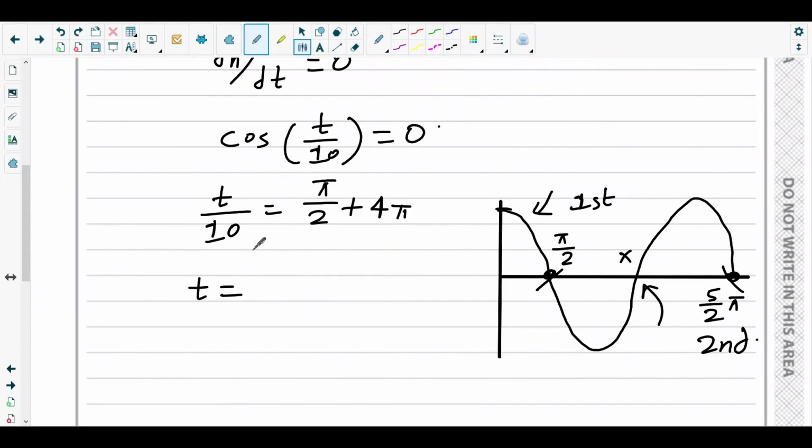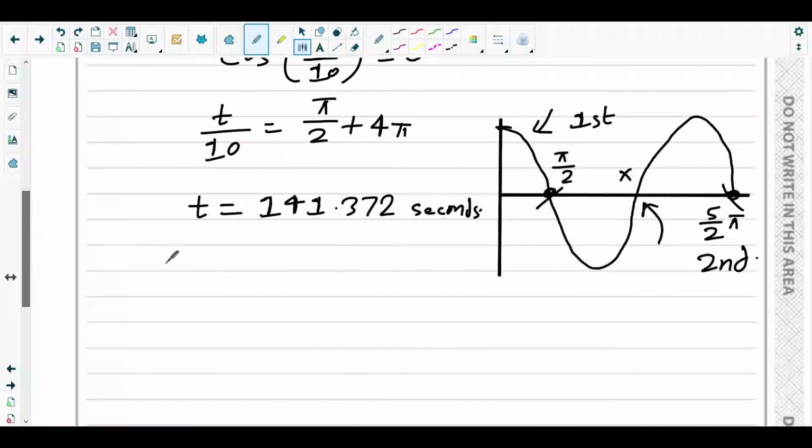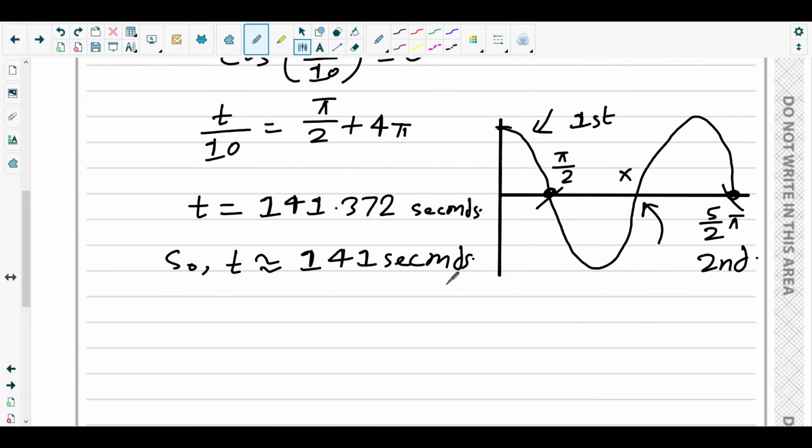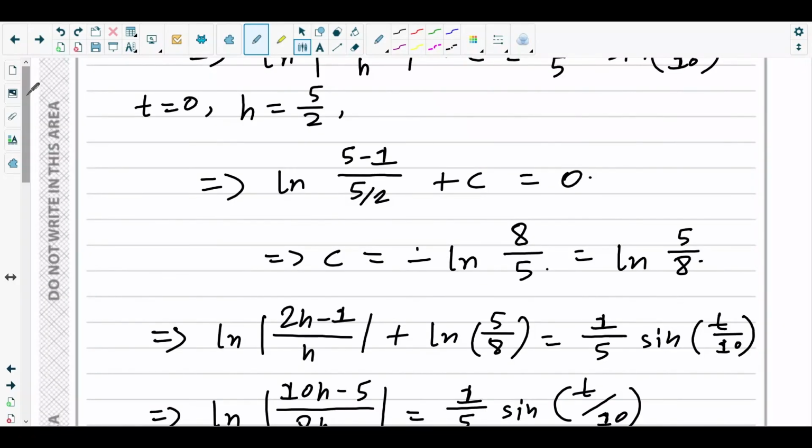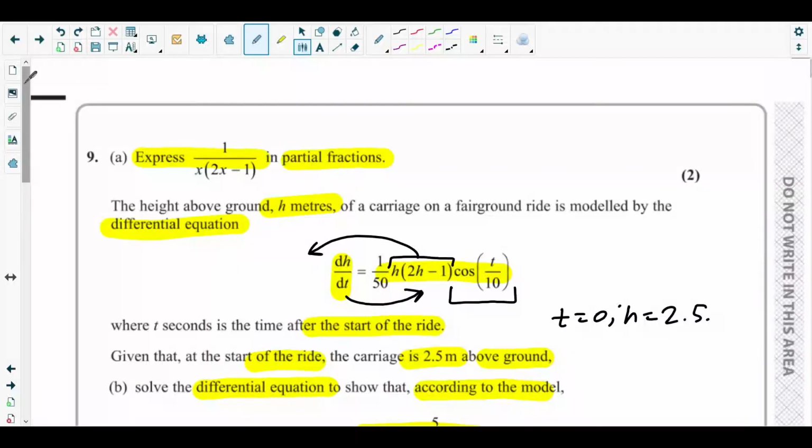So this is 4.5 times 3.1416 times 10, which is 141.372 seconds. They wanted it to the nearest second, right? So 141 seconds. That's the answer for part C of question number 9. That's it.